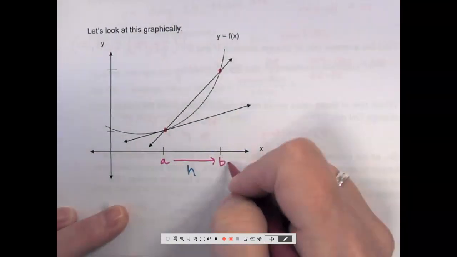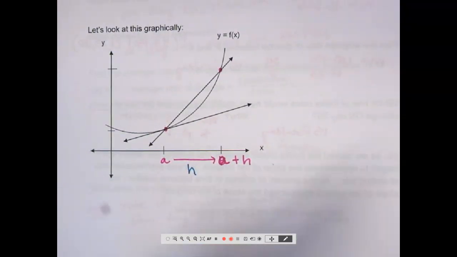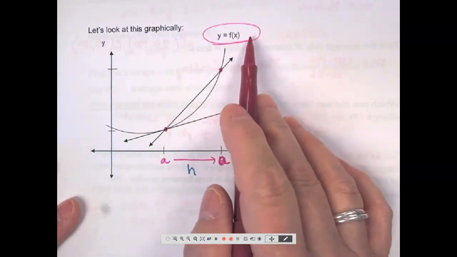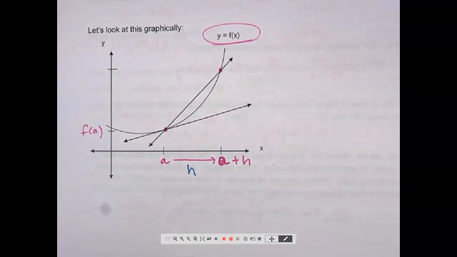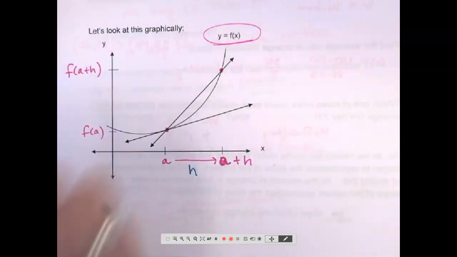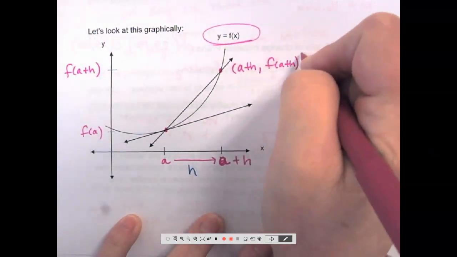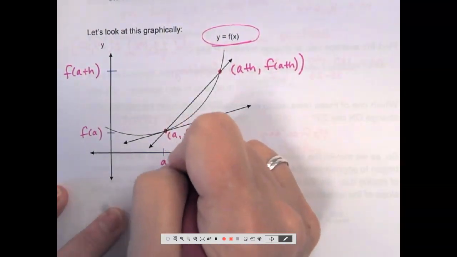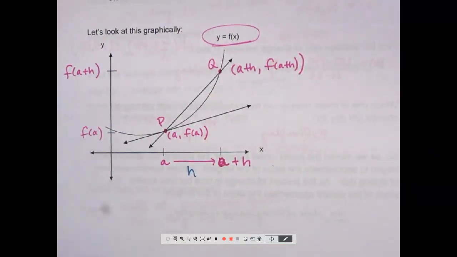A plus h. Okay, I'm going to change it. A plus h. So I have an ordered pair A, another one A plus h, because I moved h units down the x-axis. And then I have corresponding y values with them. Okay, if this function is just labeled f of x, what is this y coordinate? F of a. Whatever I get when I plug a into the function. Okay, well, what is this y coordinate? F of, plug that in. So f of a plus h. Okay, so this ordered pair is a plus h, comma, f of a plus h. This ordered pair is a, comma, f of a. And I'll say that this is point P, and I'll say this is point Q. Okay, so very generic theoretical ordered pairs that we're dealing with here.